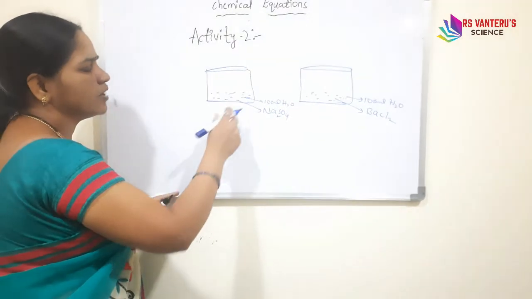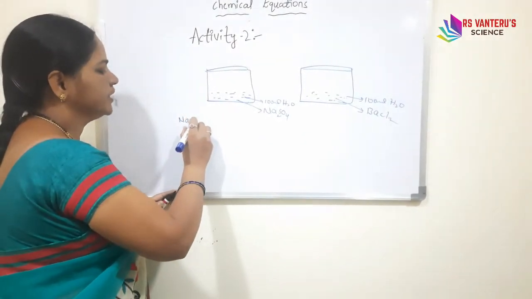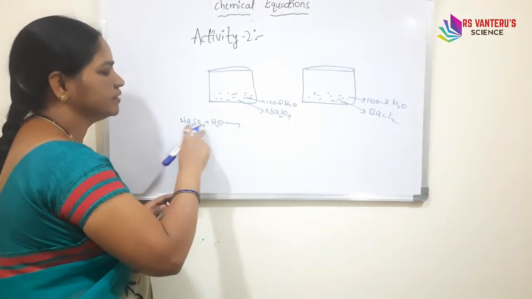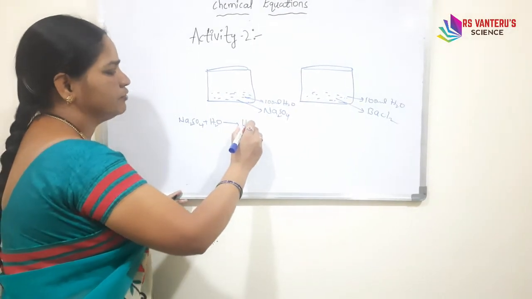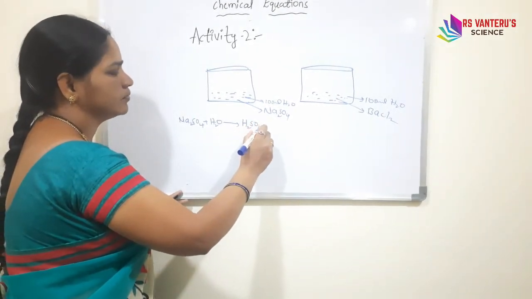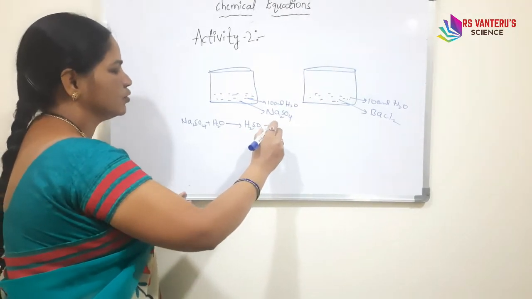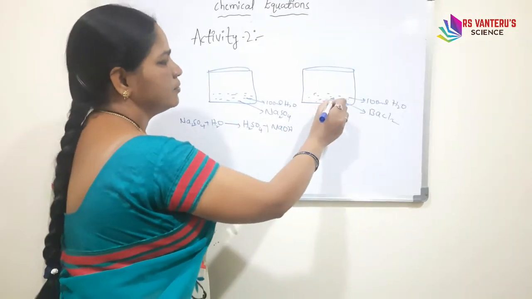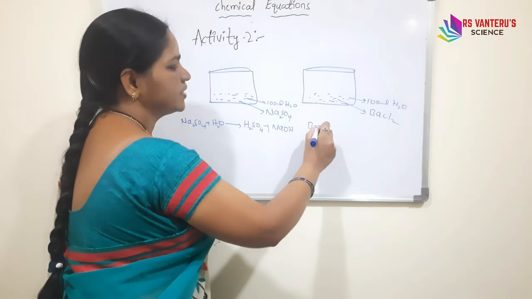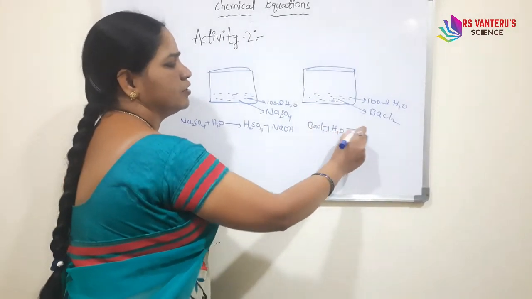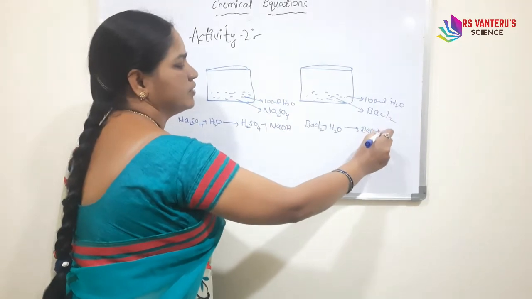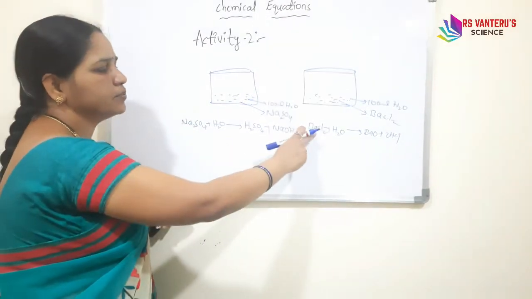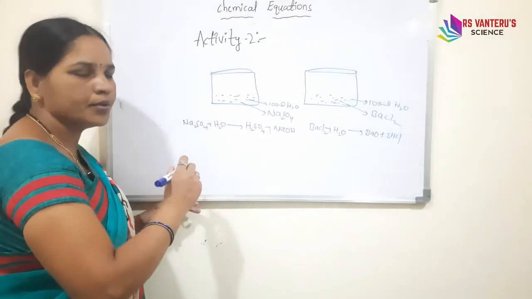In the first beaker, the sodium sulfate on reaction with water molecules gives sulfuric acid and sodium hydroxide. In the second beaker, the barium chloride on reaction with water molecules gives barium oxide and hydrochloric acid. And this sodium sulfate and this barium chloride mixed together form a precipitate.